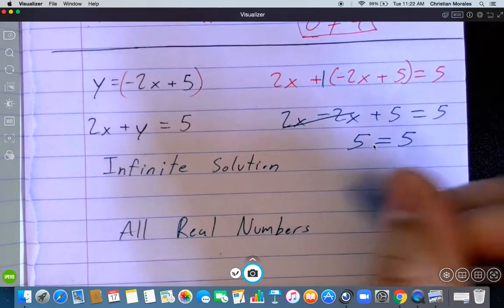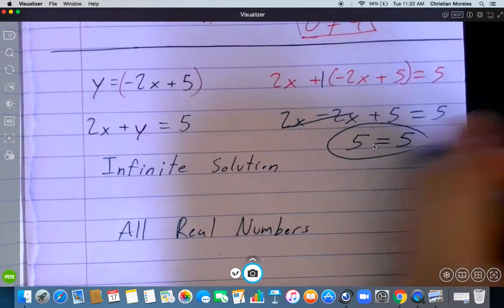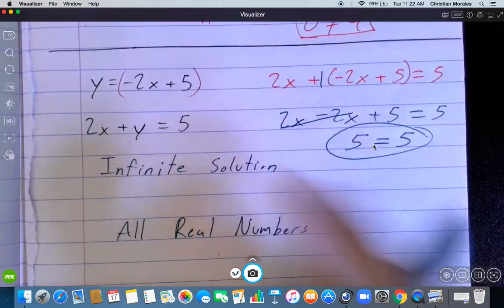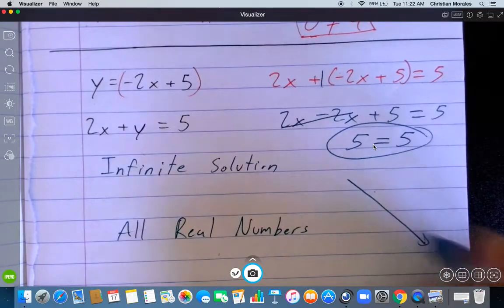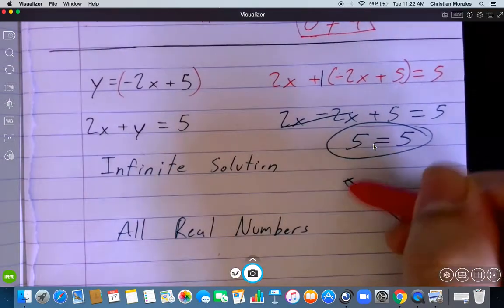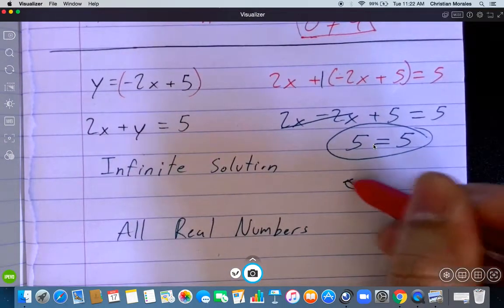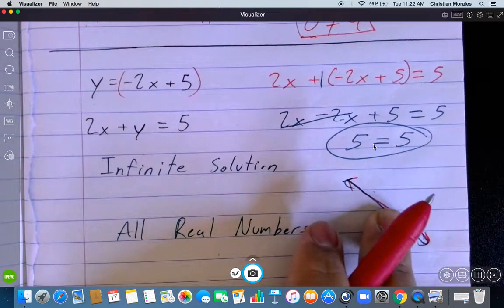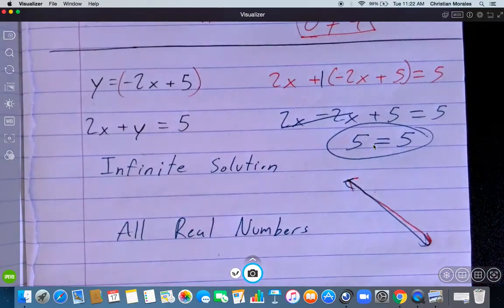Okay, so what does this mean? What this means is, since your statement makes mathematical sense, these lines are actually coinciding. These lines are the lines where you have one and the other one right on top of it, so they're always connected. So they're always meeting. So all the points are answers.